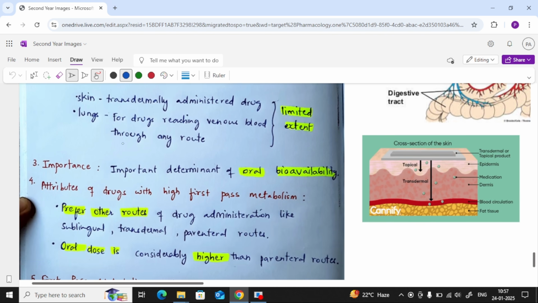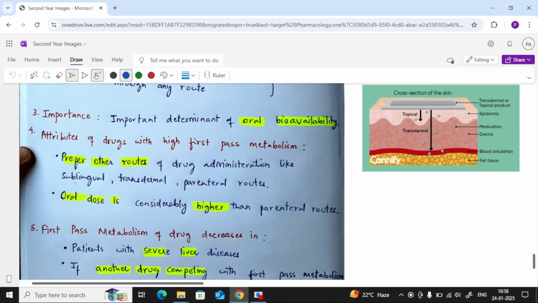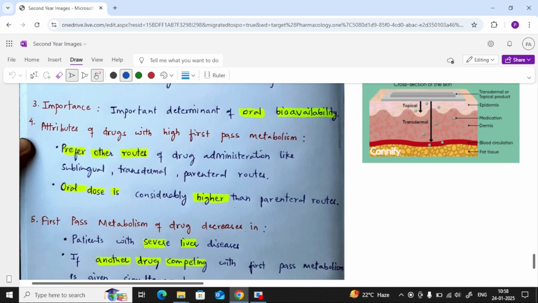Now see what the importance of it is. It is an important determinant of oral bioavailability. Now what are the attributes? How do we have to be careful when the drug has high first pass metabolism? The first option is to change the route. Prefer other routes of drug administration like sublingual, transdermal or parenteral routes. If you cannot do this and have to give it orally, then increase the dose. Oral dose is considerably higher than parenteral routes.